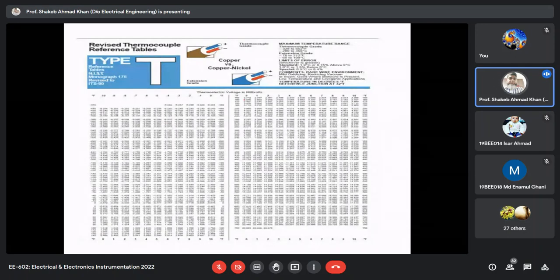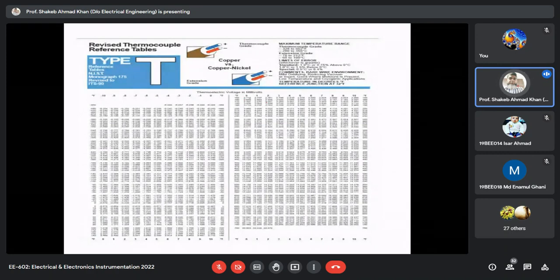are available for 0 degrees reference junction temperature, where the data points or measurement is done. That's why it is always desirable that we maintain our reference junction at 0 degrees Celsius. But many times it is not possible, especially when you are working in the field. It is not possible to maintain the reference junction at 0 degrees Celsius. Then what is done, we'll come to that. That is also a pertinent issue.